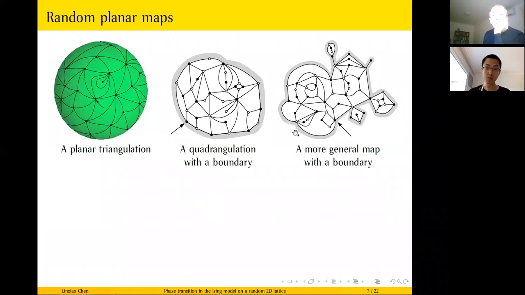Here are some larger examples of planar maps. The first one is a planar triangulation. The second one is a so-called quadrangulation. Basically, you replace triangles by faces of degree 4, and with a boundary. And here you have a more general planar map with boundary and without constraint on the degree of the faces.